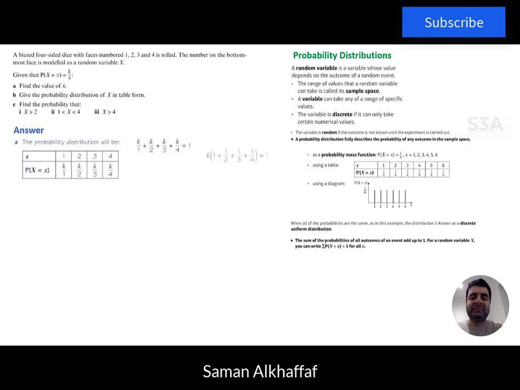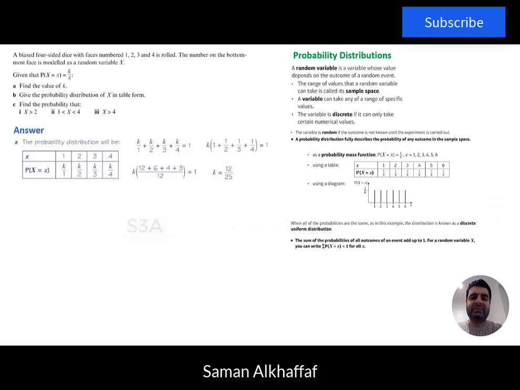The next step will be taking k as a common factor and adding the fractions, and also simplifying the expression. That will give us the denominator 12, and then we would have 12 plus 6 plus 4 plus 3 on the left-hand side. On the right-hand side we would have 1, and we will simplify for k. That would give us k equal to 12 over 25, and this will be our value for k.